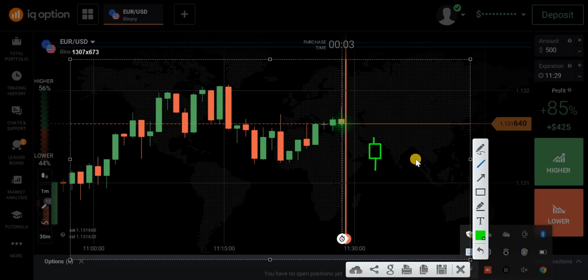Now, how do we read the pressure? How can we see now that the market is trying to go up? Why? Because of this dead doji. You can see this trend. This dead doji shows that there is neutrality, and this is the first candle.